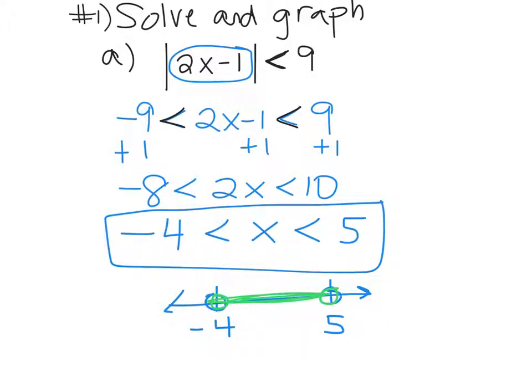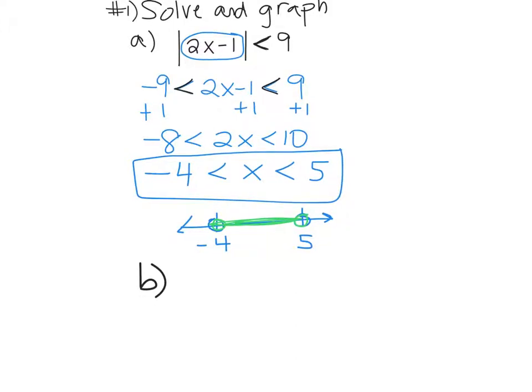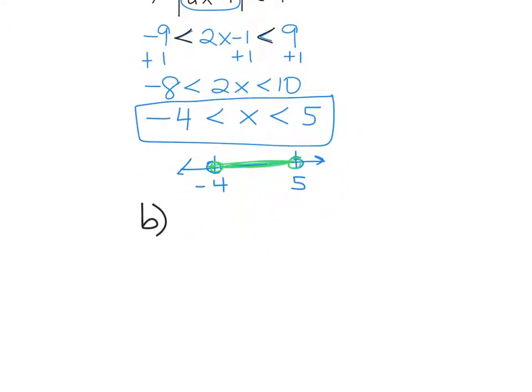Okay, so this is a less than. The absolute value is less than. The greater than ones are going to be completely different. So let's do another less than just so that we have it set. Here we go. Let's go with 2 times the absolute value of 3x minus 4 is less than or equal to 8.